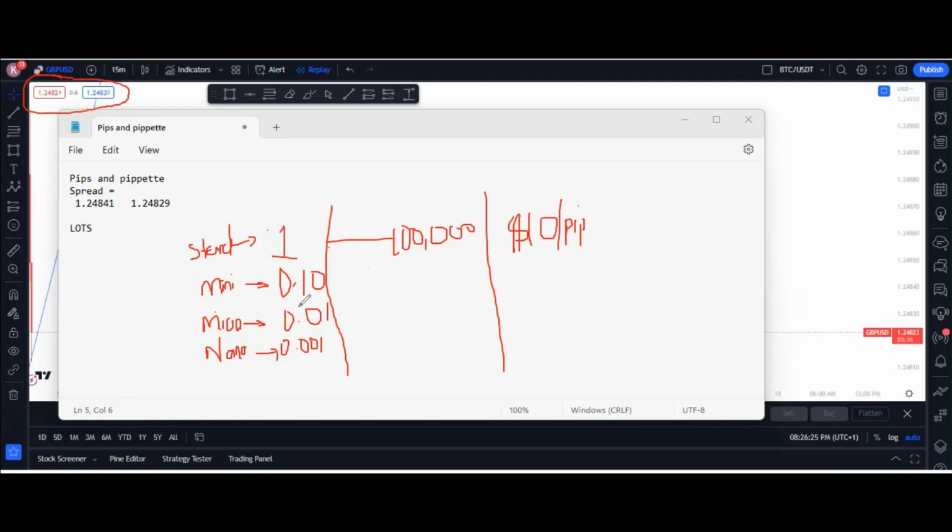Meanwhile, when you place 0.10, which is a mini lot, it means that you are commanding your broker to buy you 10,000 units of that currency. And each pip movement that you get is $1 per pip.